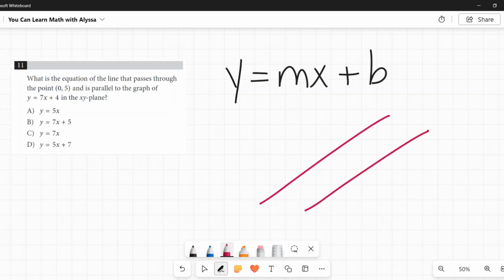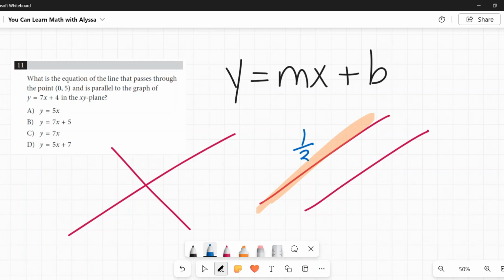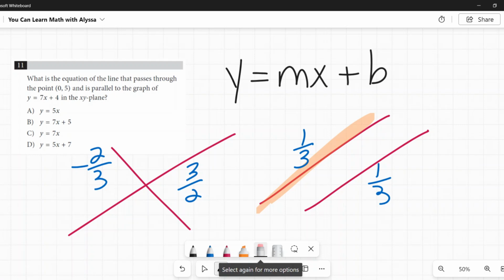Parallel lines have the same slope, exactly the same slope. If they're perpendicular, this also comes up a lot. They're going to be reverse reciprocals or opposite reciprocals. So like here, if this line has a slope of 1/3, this line also has a slope of 1/3. If this line has a slope of -2/3, this one will have a slope of +3/2. These two relationships, memorize them for this test.